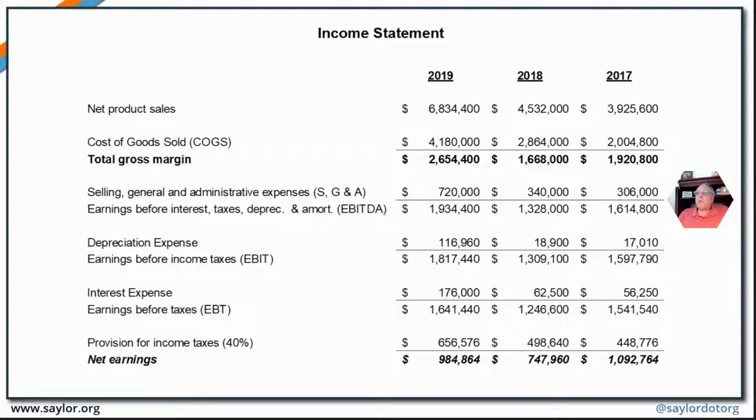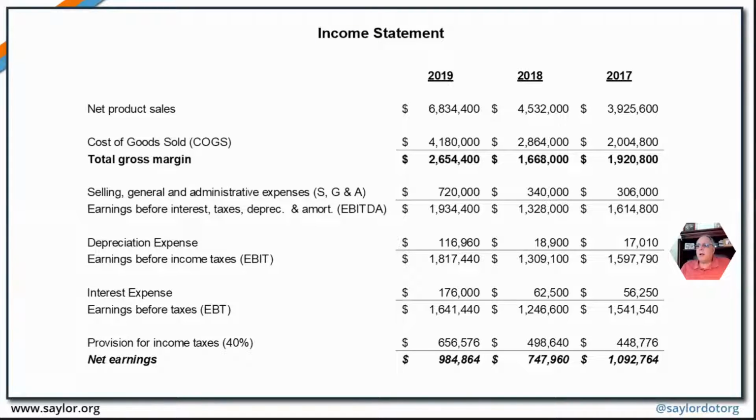Once we've determined the difference between the total gross margin and SG&A, we've calculated EBITDA, or earnings before interest, taxes, depreciation, and amortization. What we're doing here is step by step taking out certain expenses and bringing that line down. Next, we're going to account for depreciation. So any of the plant and equipment that has been depreciated in the prior year is going to be recorded as an expense on the income statement.